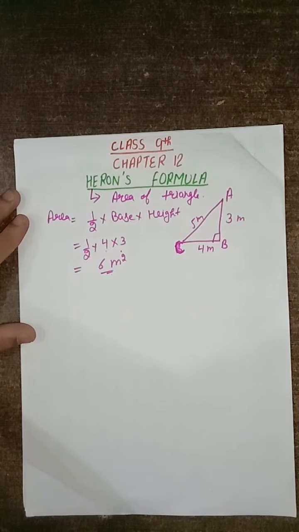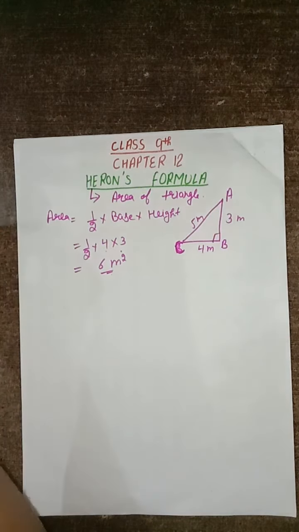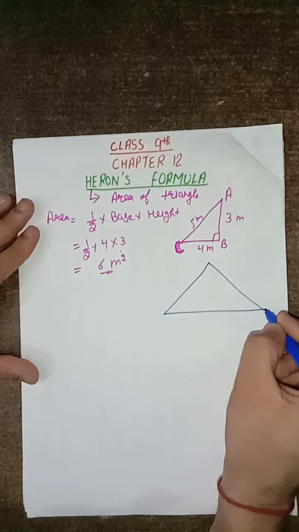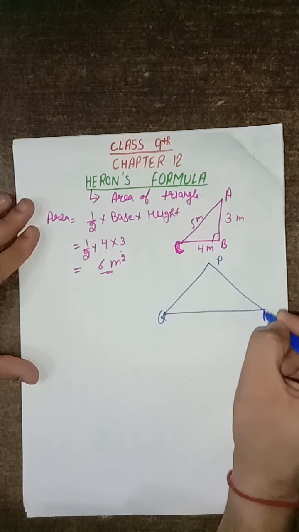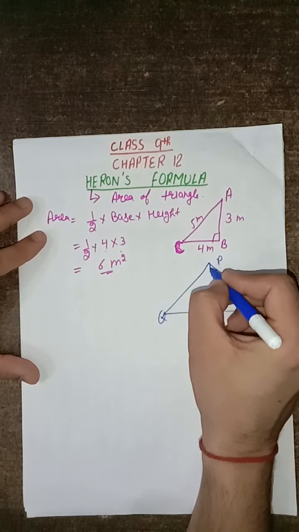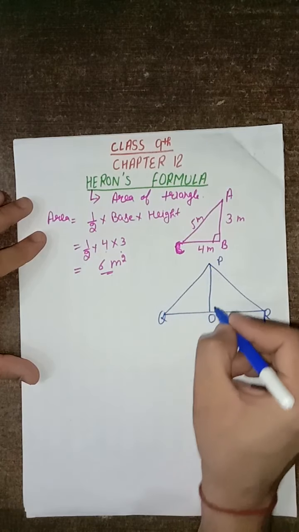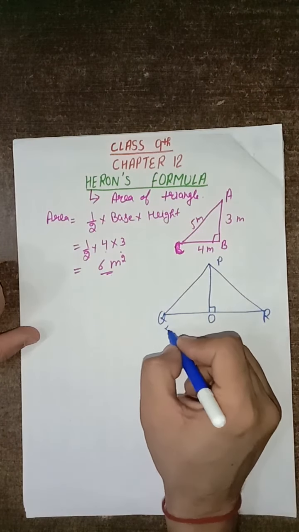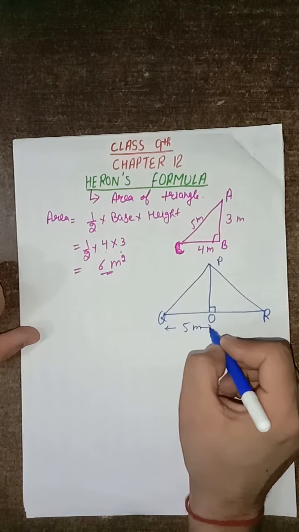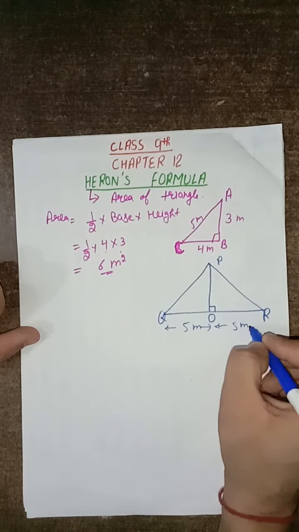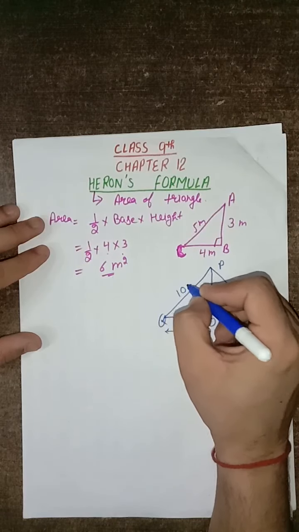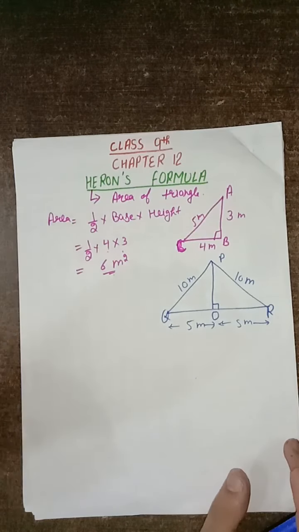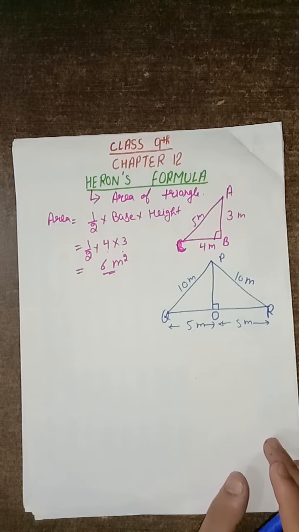Take another situation in which we are not given a right angle triangle. Say this is my triangle PQR and OP is the perpendicular bisector of QR, and QO is 5 meter and OR is 5 meter and PQ is 10 meter and PR is also 10 meter. Now how will you find the area of this triangle?